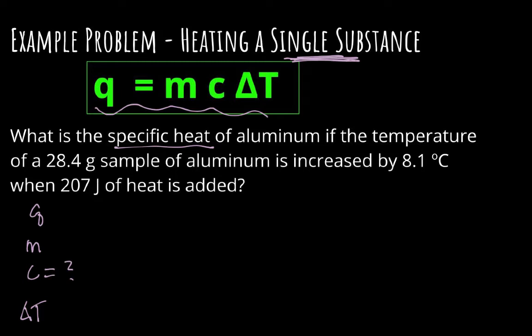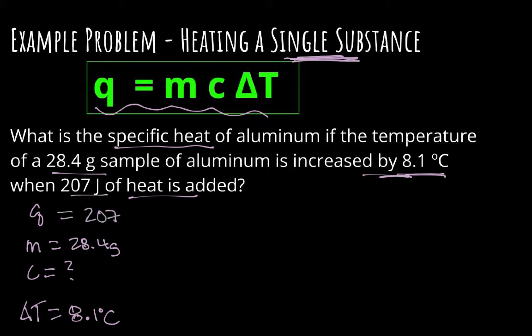The temperature of a 28.4 gram sample, so that's my mass of aluminum, is increased by 8.1 degrees Celsius. If they didn't give me an initial and a final temperature, and they just told me the difference, that means that's my temperature change. So it went up by 8.1 degrees Celsius. And then I'm adding 207 joules of heat.